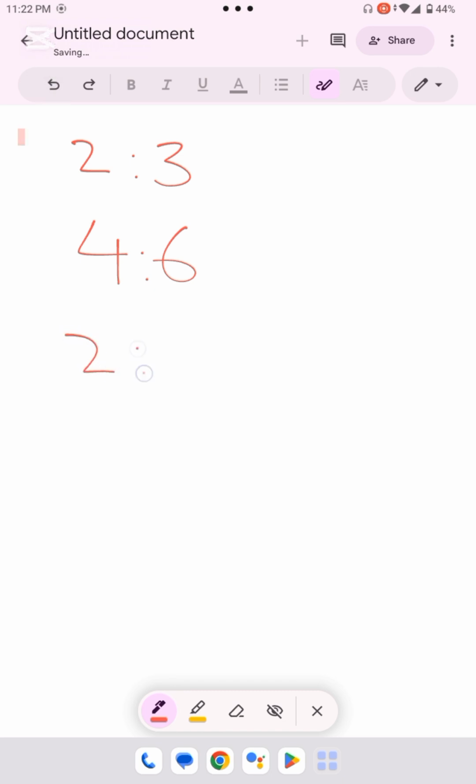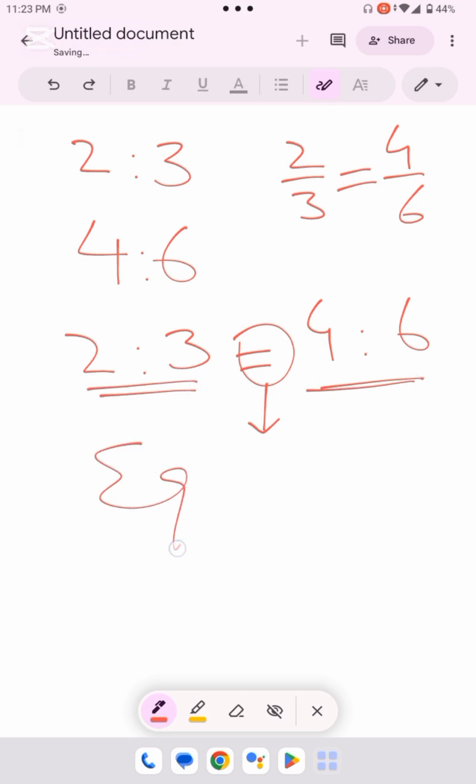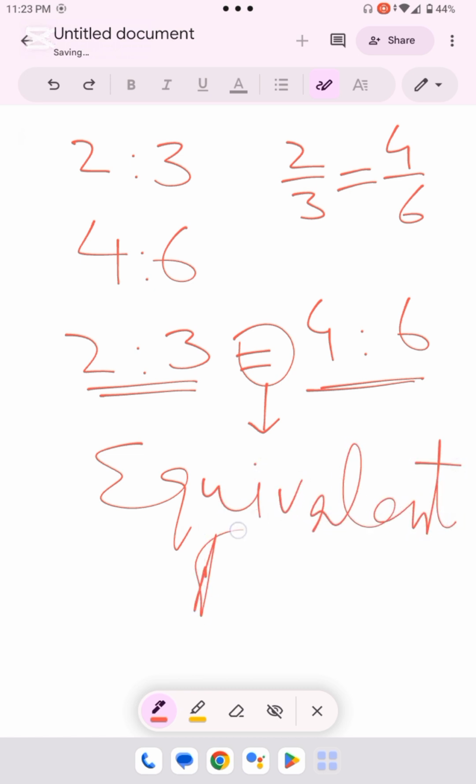So you can write 2 ratio 3 equivalent to 4 ratio 6, and you can also write it as 2 over 3 equals 4 over 6. All right. This equality between two ratios has a special name, which I will tell you about. But these are called equivalent ratios.